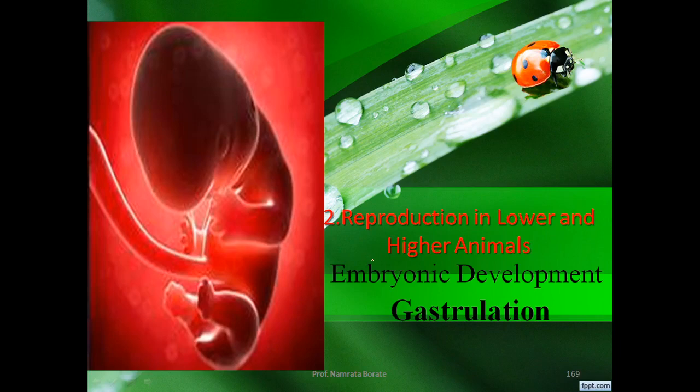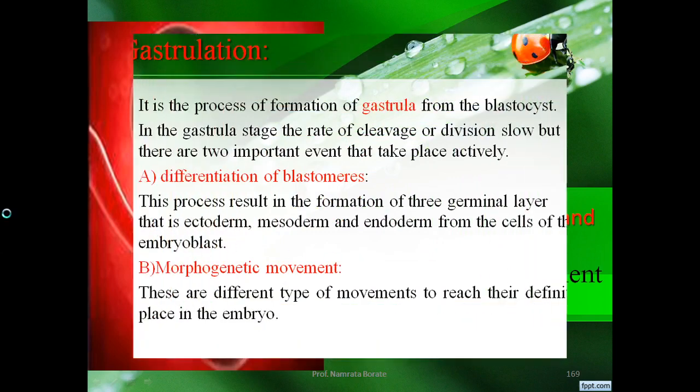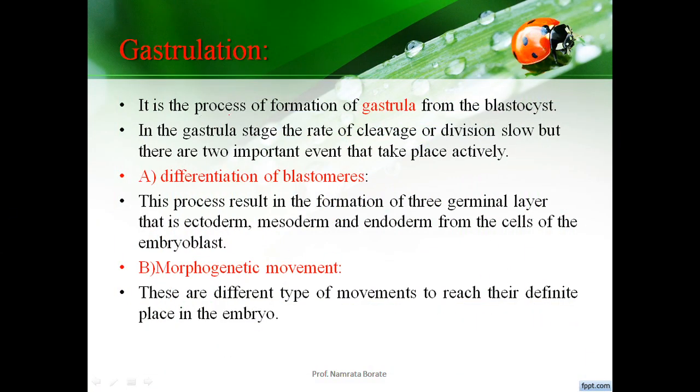Dear friends, today we are going to continue the next part of embryonic development, that's gastrulation. Gastrulation is the process of formation of the gastrula from the blastocyst. In gastrulation, the rate of cleavage or division is very slow, but there are two important events that take place actively. The first event is the differentiation of blastomeres, and the second one is morphogenetic movement.